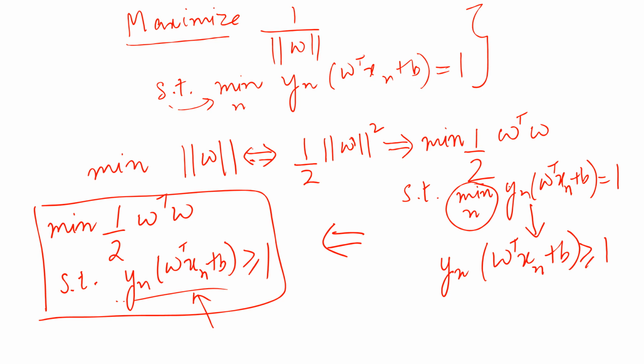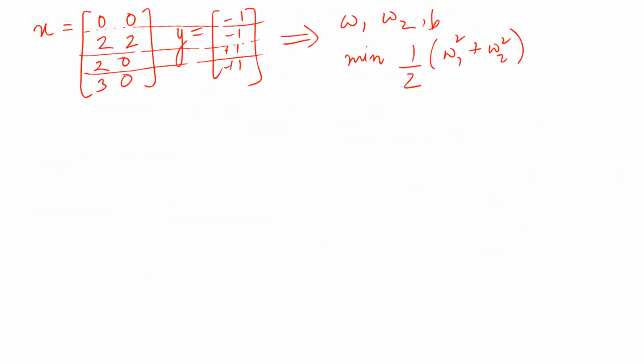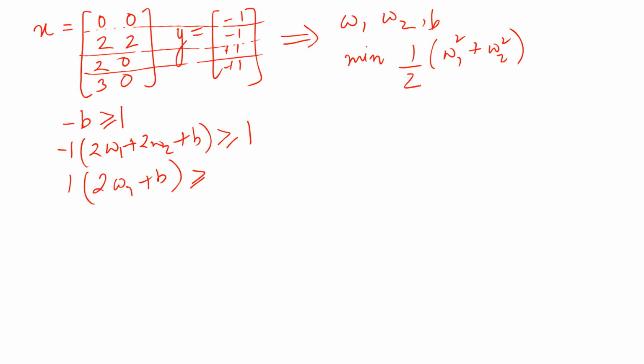So I'll write it for each of the lines. That's exactly what I'm doing. Let me write it down here. We'll have minus b greater than or equal to 1. That's my first equation. The second equation is minus 1 times 2w1 plus 2w2 plus b greater than or equal to 1. And then 1 times, because yn is 1, 2w1 plus b greater than or equal to 1. And 1 times 3w1 plus b greater than or equal to 1. So we have these 4 equations, and we have our objective function.